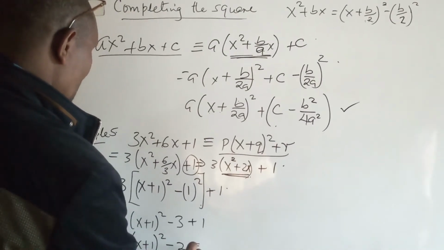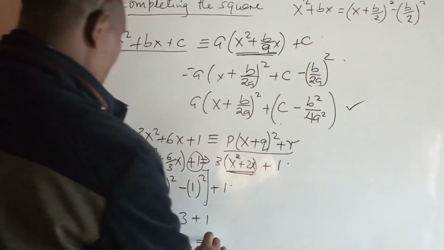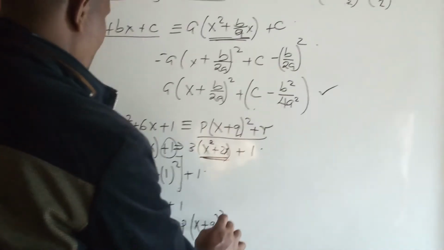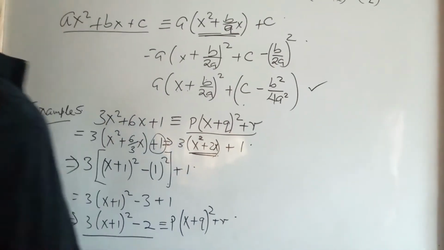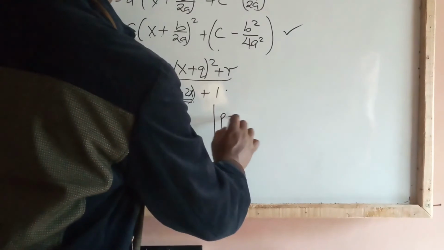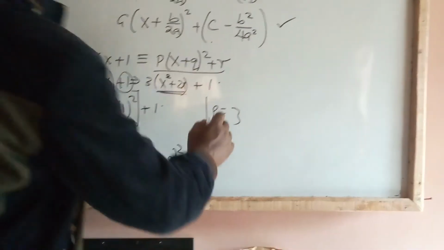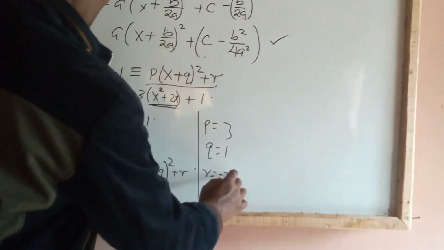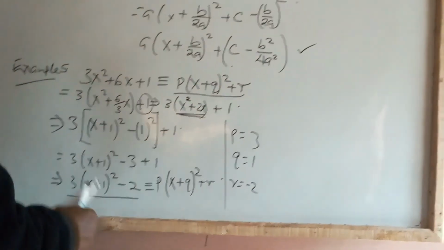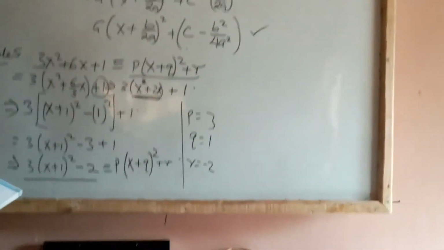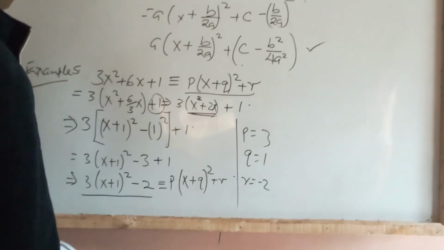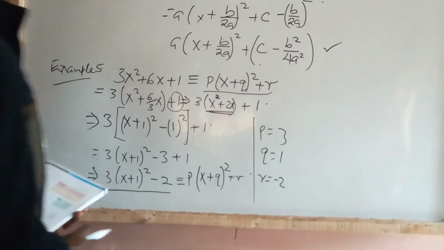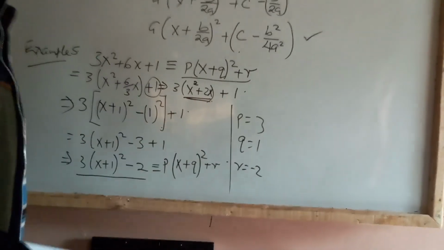And of course, this one is already in the form of p, open bracket, x plus q squared plus r, where you can see our p is 3, our q is 1, and our r is negative 2. That is as far as example 5 is concerned. Please take notes, all right?